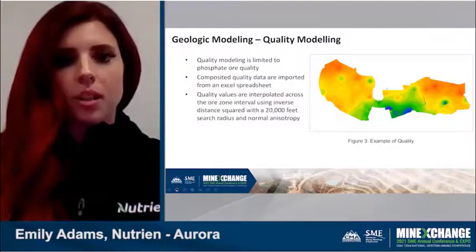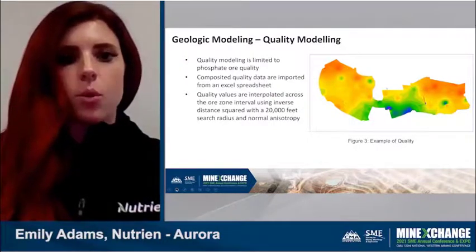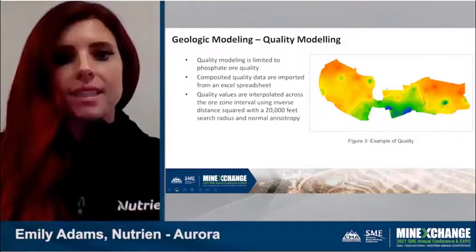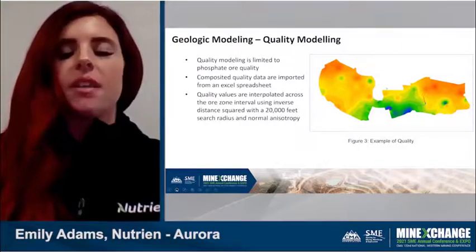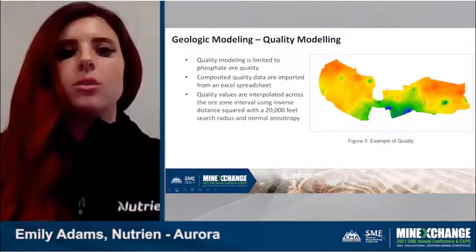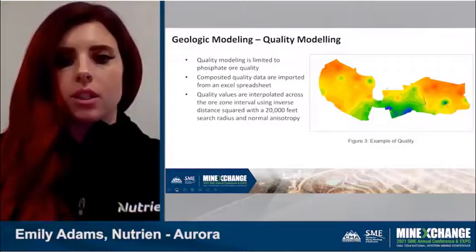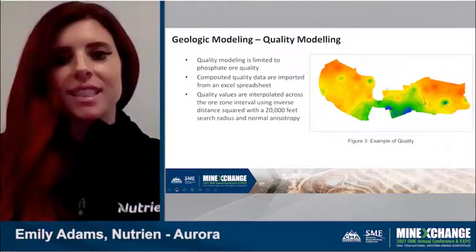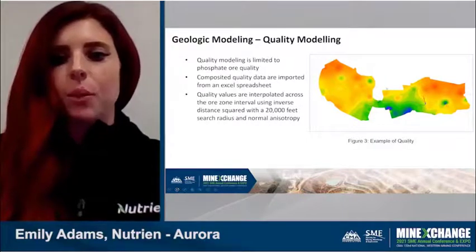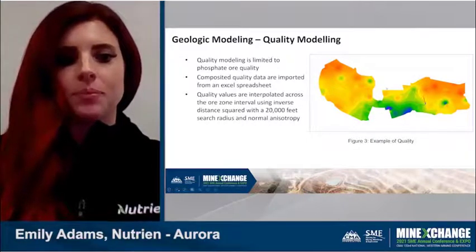In addition to structure modeling, we also do quality modeling on the site, but we just limit this to our phosphate ore zone. This quality data is composited from an Excel spreadsheet and imported into the model using an inverse distance squared function. To the right-hand side of the screen is an example of one of our quality maps that we use for planning purposes.